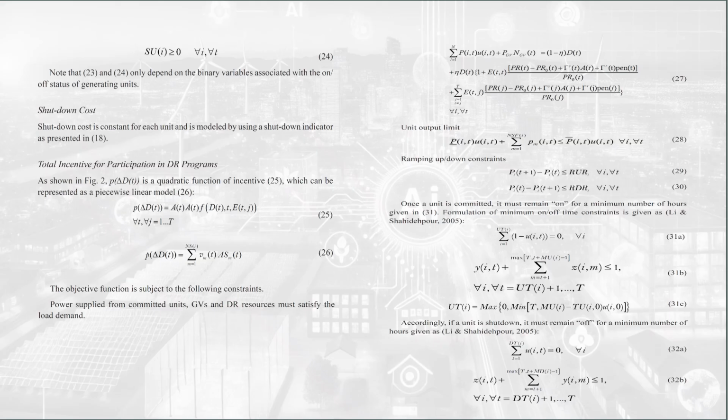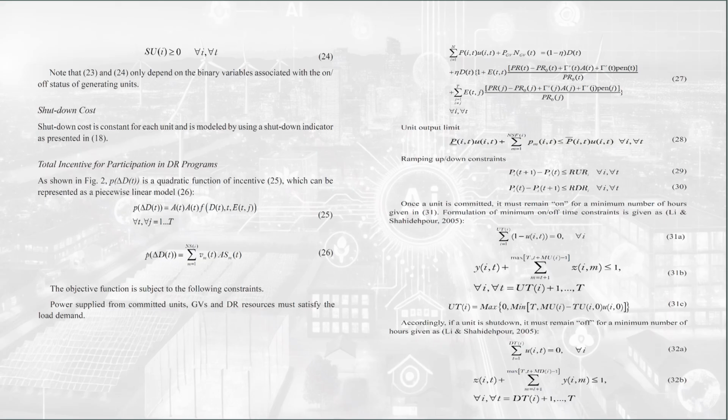Fuel cost. The quadratic fuel cost function is typically used in programming problems. The cost function can be accurately approximated by a set of piecewise blocks, which is indistinguishable from the nonlinear model if enough segments are used. Startup cost. Since the time has been discretized into hourly periods, the startup cost is a discrete function, which can be asymptotically approximated by a stairwise function, which is more accurate as the number of intervals increases. Shutdown cost. Shutdown cost is constant for each unit and is modeled by using a shutdown indicator.